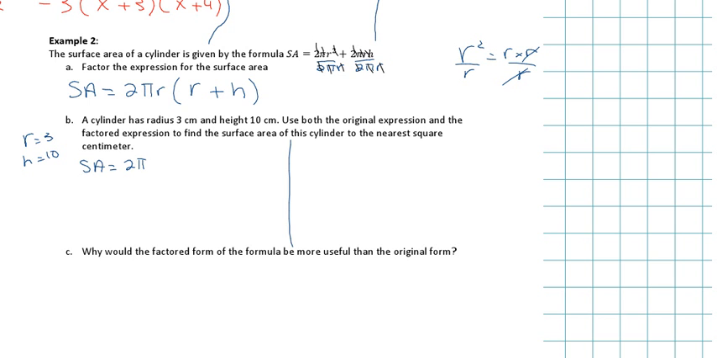2 pi r squared plus 2 pi r h. Okay. So if I plug in the numbers, now I have to put that in a calculator. Can you do me a favor and put 2 pi r, 3 squared, in a calculator?